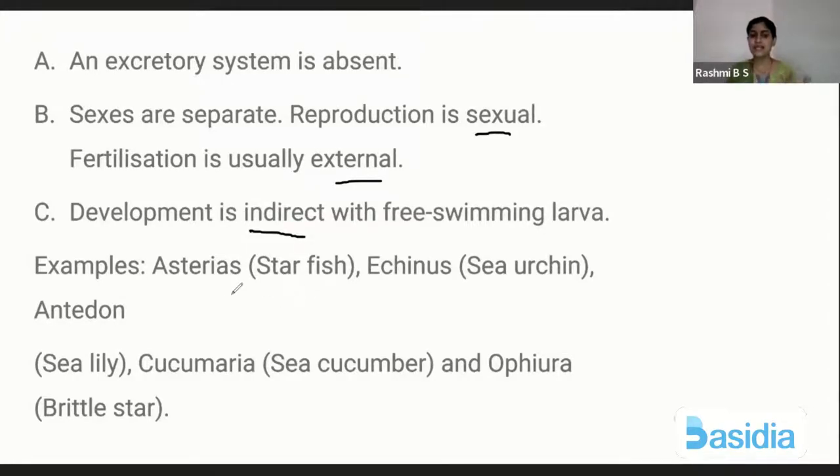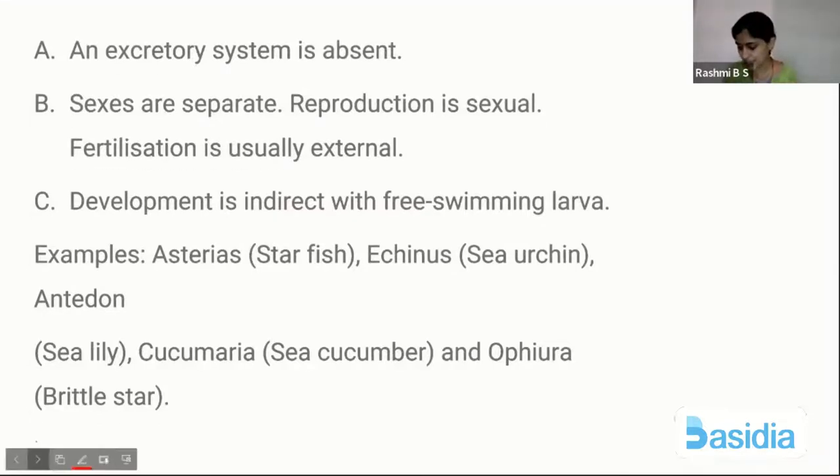Yes, examples: Asterias starfish, Echinus, sea cucumber, Antedon, Ophiura, brittle star, okay? So these are examples of echinodermata children. So you need to remember a few examples here, okay? Yes, very good. So let us go to the next slide. What is there for you? Any doubts in echinodermata children? I hope it's clear. It's pretty clear for you guys.